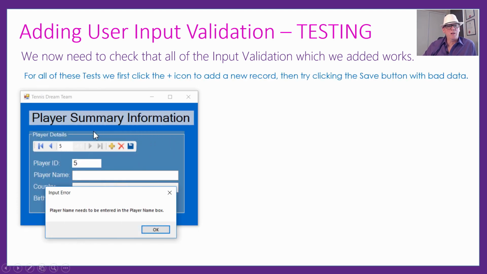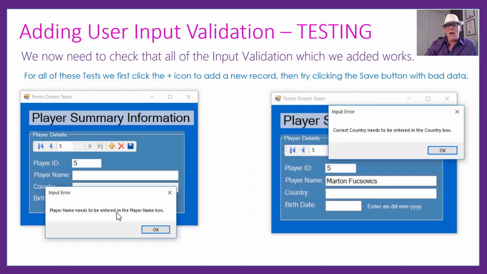So for all these tests, what we're doing is clicking that orange plus sign. We're then going to have some invalid data on the screen and try to click the save button and see what happens, and it shouldn't let us do the save. First thing, just leave the player name blank. Try and click that save button. It says player name needs to be entered, and that makes sense.